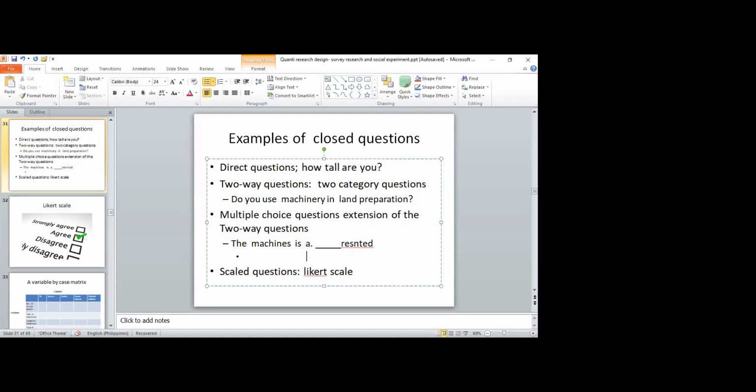And it's a multiple choice. So in other words, you just check. You just check. Did you understand? You just check. That is a multiple choice. Own. Okay. Then you give me another one. Fuel use in land preparation.